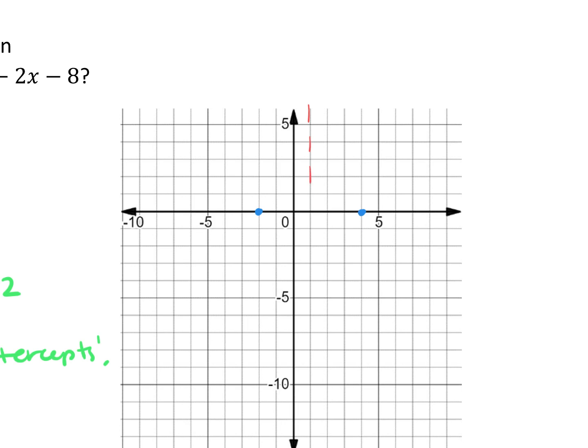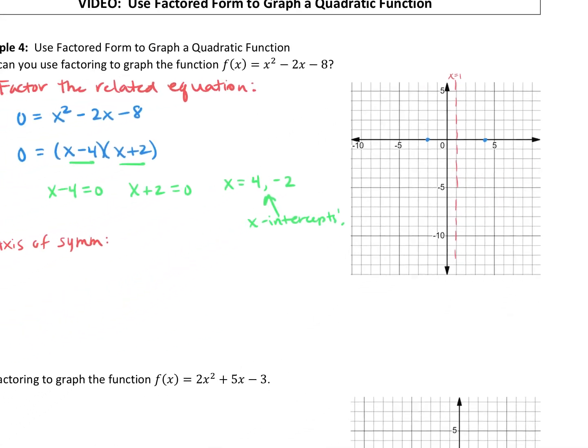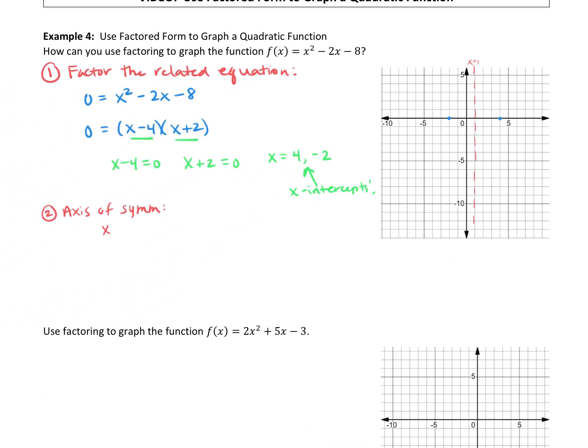So let's go ahead and draw in our axis of symmetry at x equals 1. We can see that looks pretty good as far as being right down the middle of where that parabola will be with those two x-intercepts. All right, x equals 1, axis of symmetry.